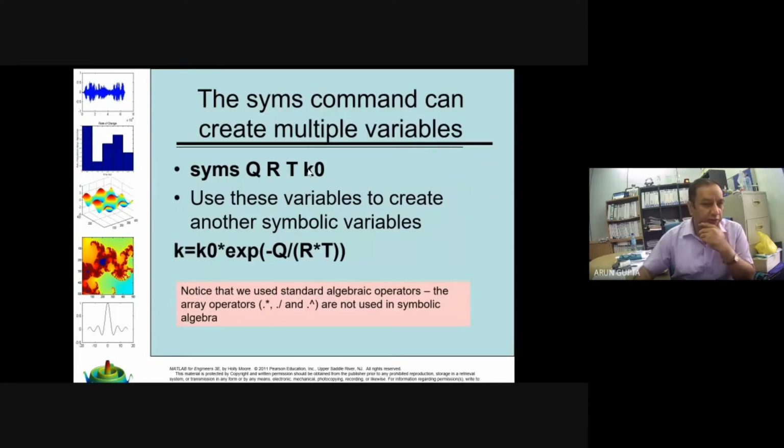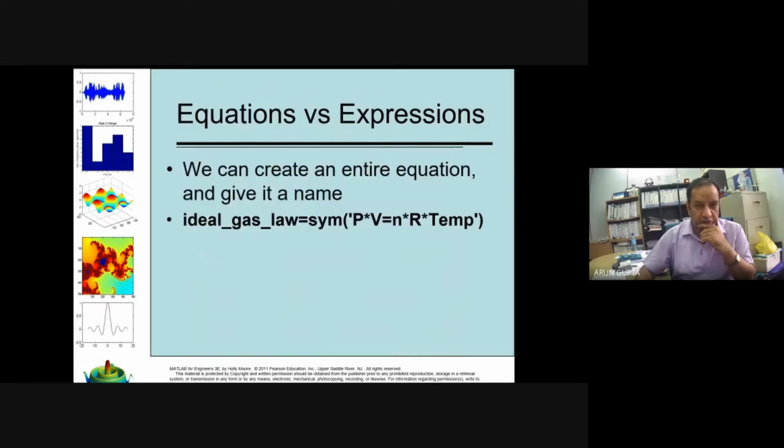In the same way, if we want to declare any equation in MATLAB, first of all you declare all the symbols, suppose like this one, syms Q R T K0, and then you can write down the equation. So these things we have done.